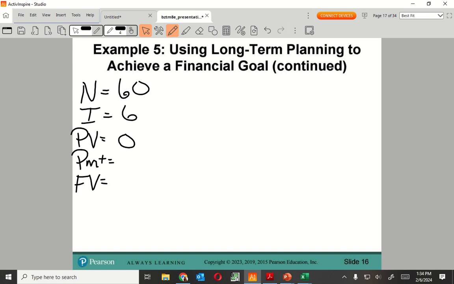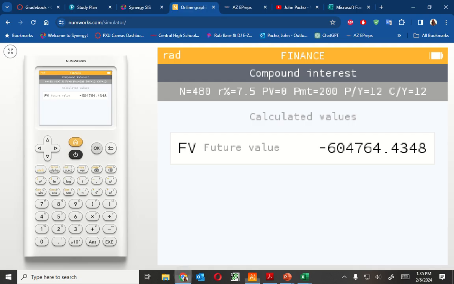So in this one, I know I have to get to this goal. So I'm changing it up. My payments per year, PPY, 12, CPY, 12, and this is also going to be at the end. All right, we're going to plug into our NumWorks again.